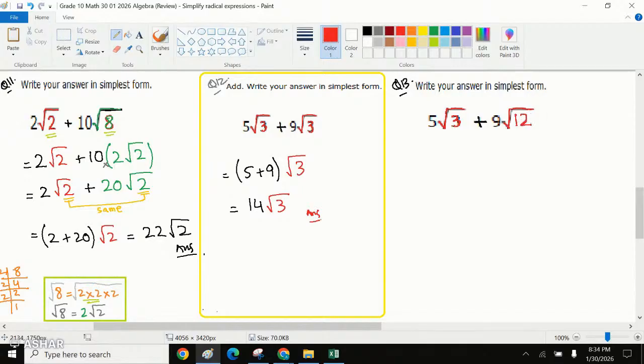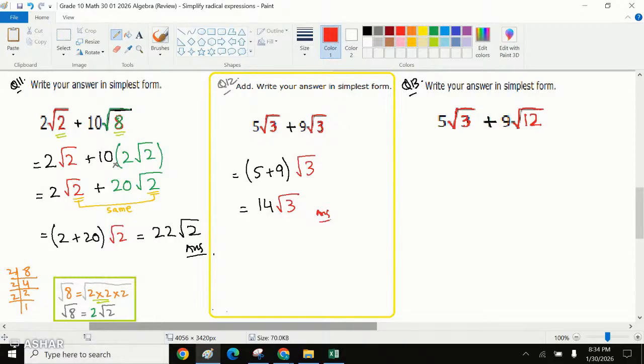So both the radicals are different, right? The first one was 5 root 3 plus 9 root 12. And we know that 9 and 5 can be added if and only if these two values were same. But they're not equal right now.